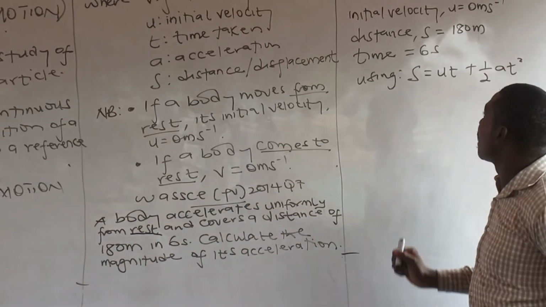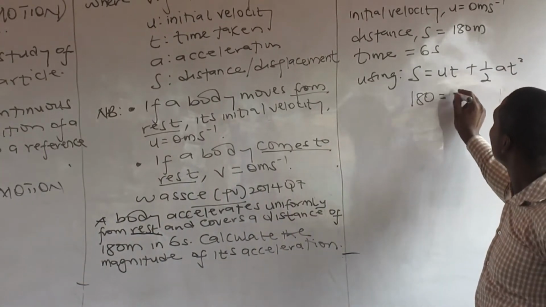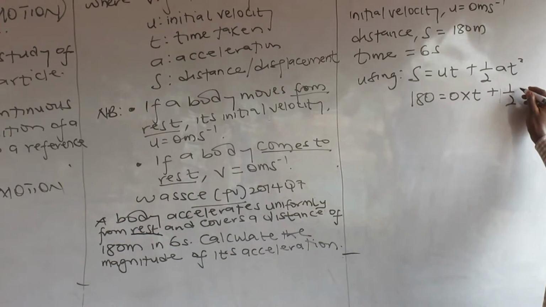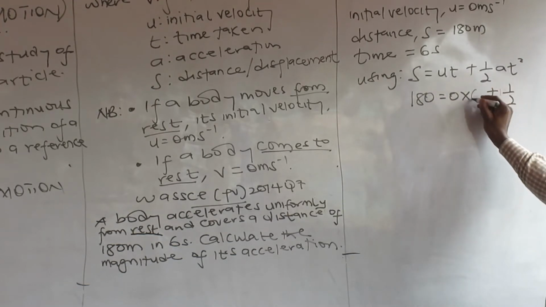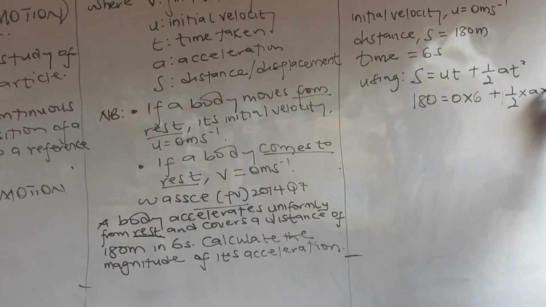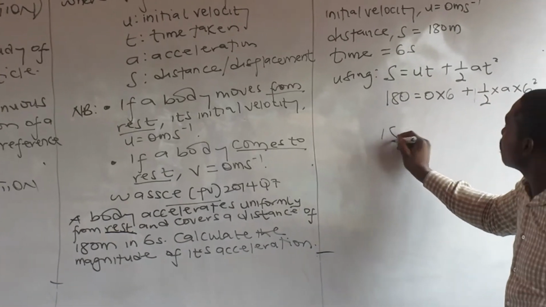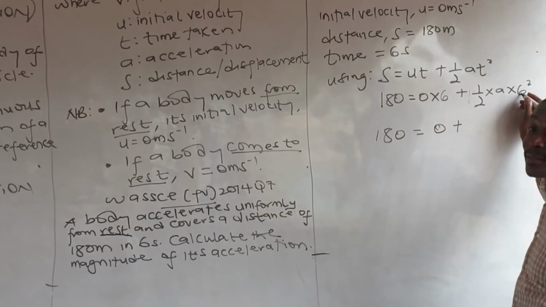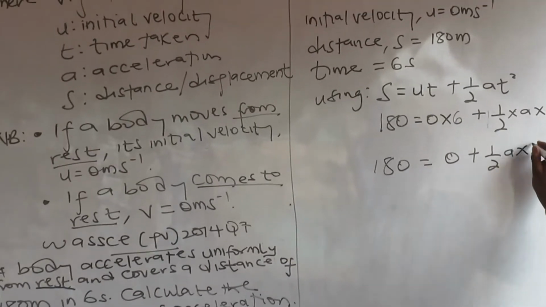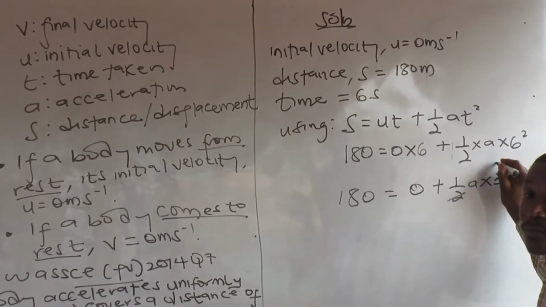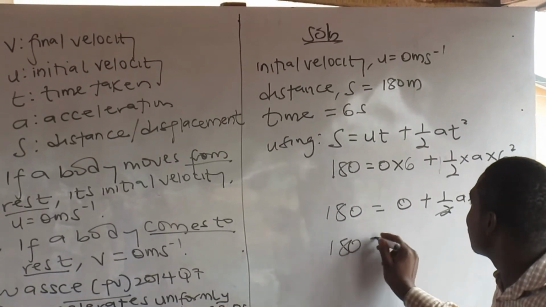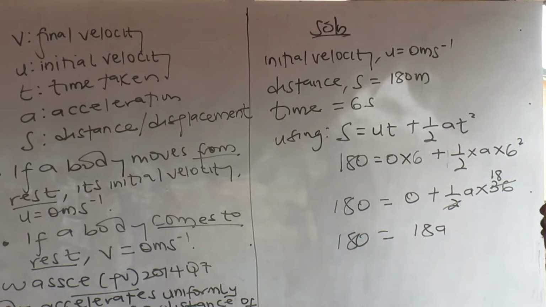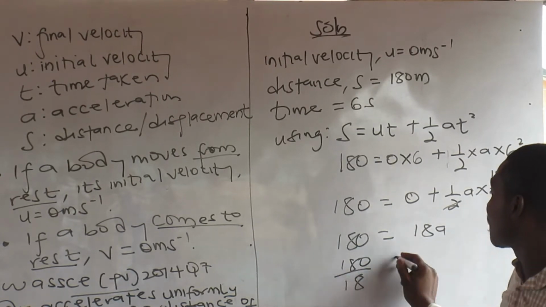Now, what is the distance? 180. U is 0. The acceleration of the body is what I'm looking for. T is 6. Acceleration, we don't know. There is also 6 squared. So 180 equals 0 plus half times A times 36. I can write down again, 36, half of 36 is 18. So 180 equals 18A. That's acceleration. I want acceleration, so I just have to divide through by 18.